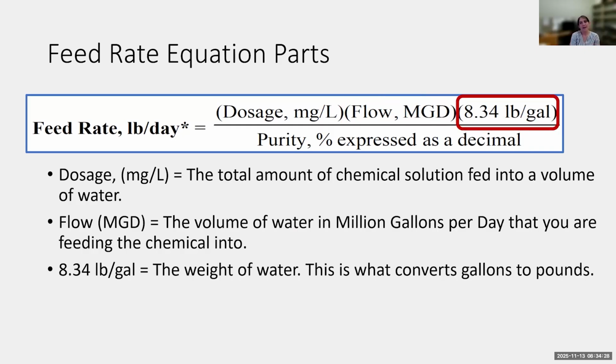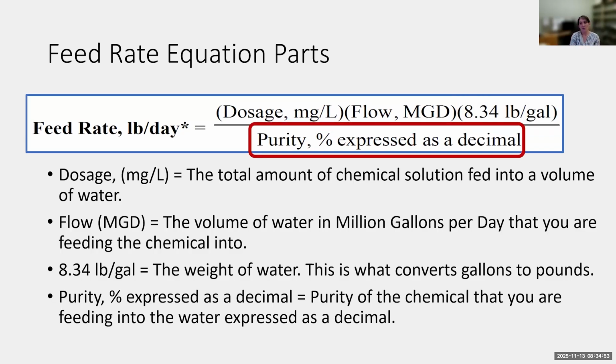And you multiply that by 8.34 pounds per gallon. Do you remember what that number is? That's the specific weight of water. So this converts the volume we get from our flow in million gallons per day into pounds. Now, if you know the specific weight of your solution, you could use that number here instead. But otherwise, we're going to be using the specific weight of water.